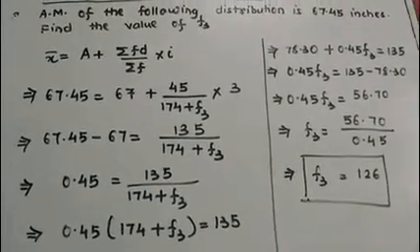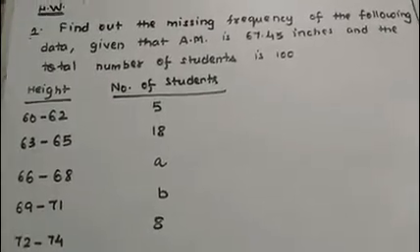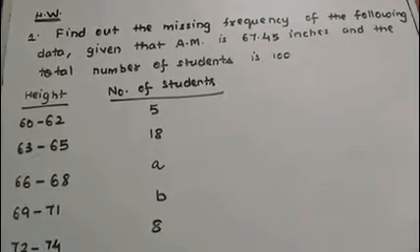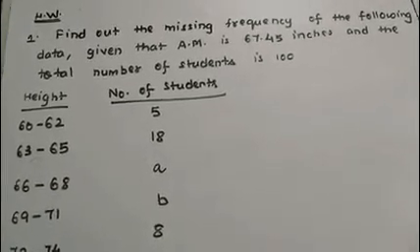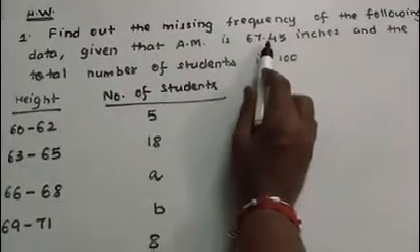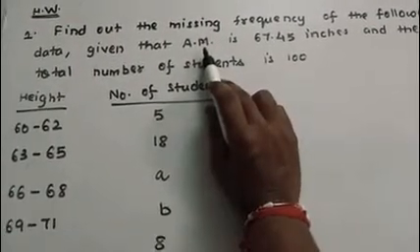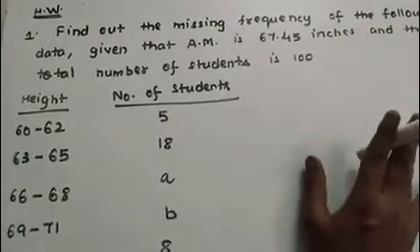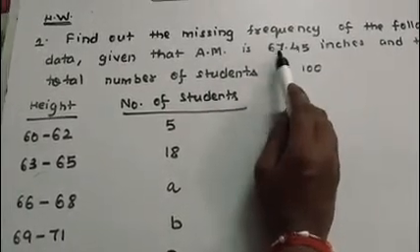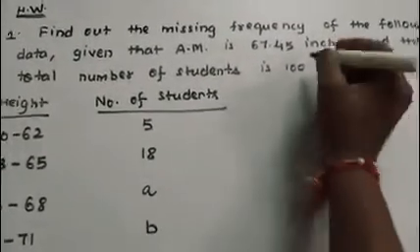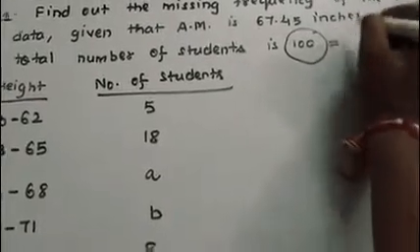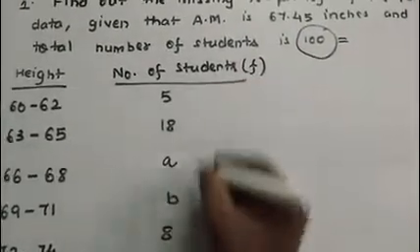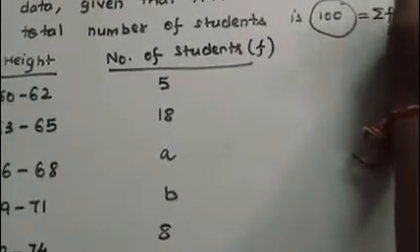Okay, now the next question. Now one homework for you. The homework is that you have to find out the missing frequency of the following data. One thing is given, that the arithmetic mean is 67.45, that means the arithmetic mean is given to you, one hint, and the total number of students is 100. This total is nothing but your frequency, so 100 is nothing but summation over f.